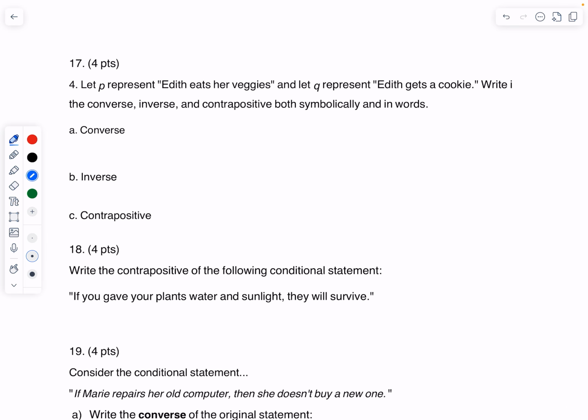All right, 17. Let P represent Edith eats her vegetables. Let Q represent Edith gets a cookie. Write the converse, inverse, contrapositive, both symbolically and in words. So the converse, remember the conditional is if P then Q. Okay, so the converse has to be if Q then P. So what does that look like? Well, I should put if. If Edith gets a cookie, then she eats her veggies.